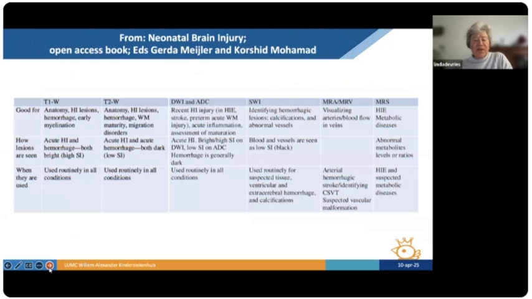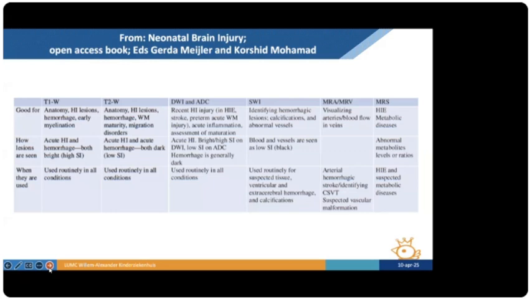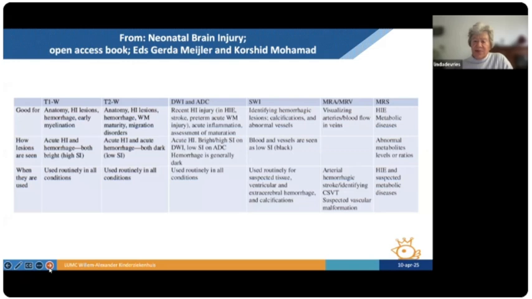So besides the T1 and the T2 sequence, we are also using diffusion-weighted imaging, especially for babies with acute injury. Then you will see as bright the areas of acute ischemic injury. And the SWI stands for susceptibility weighted imaging. This is a very helpful technique if you want to identify hemorrhagic lesions or calcifications or abnormal vessels. For the vessels, we are using the MRA, the MR angiography, or the MRV, the MR venography, when you think about the sign of venous thrombosis.